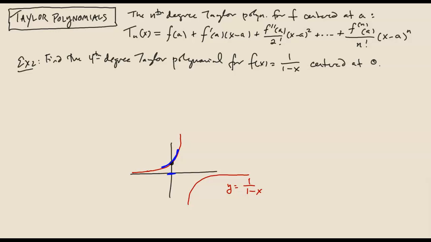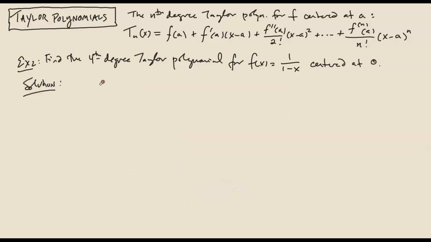Okay, let's get to the actual calculation. We didn't need this stuff to get the Taylor polynomial, but it helps us visualize what's going on a little bit. So, our solution. We're looking for the 4th degree Taylor polynomial. That means we need this function and its first 4 derivatives. And then we're going to have to evaluate those derivatives at 0. And those are all going to show up in our general recipe. So let's start by writing down the function and its first 4 derivatives.